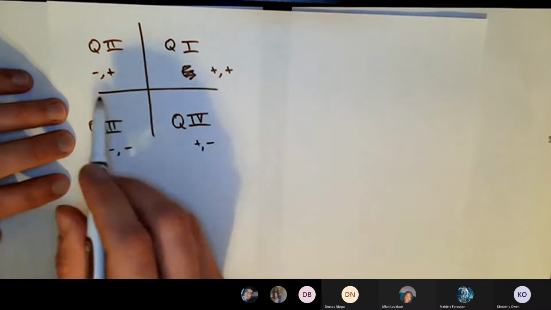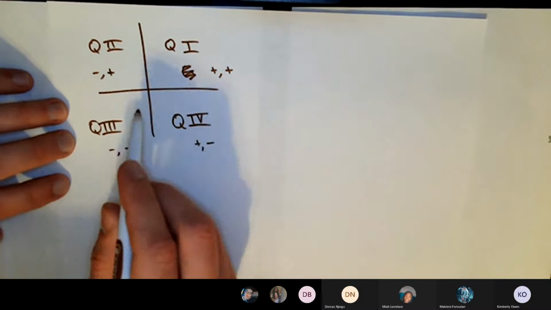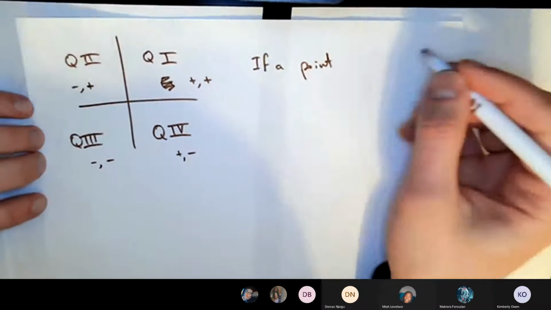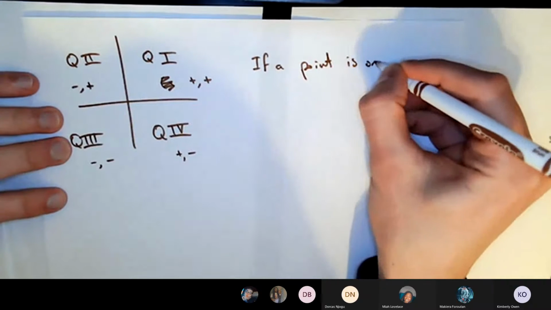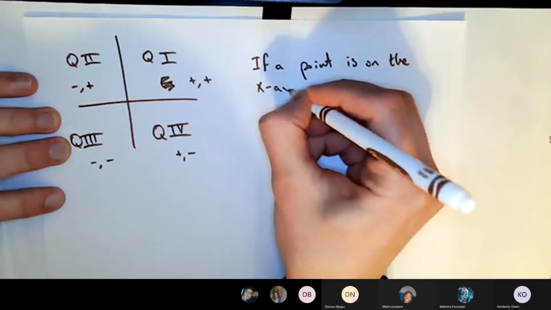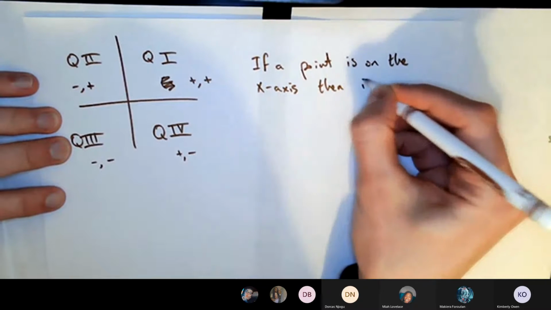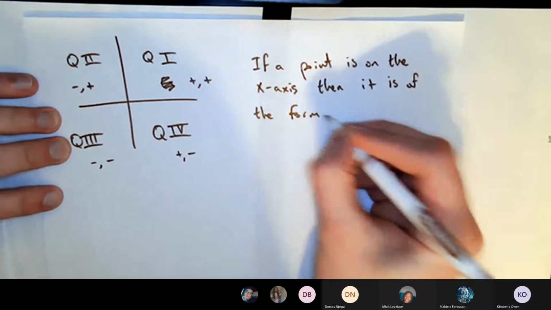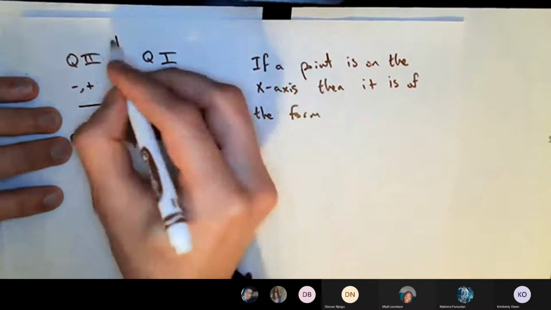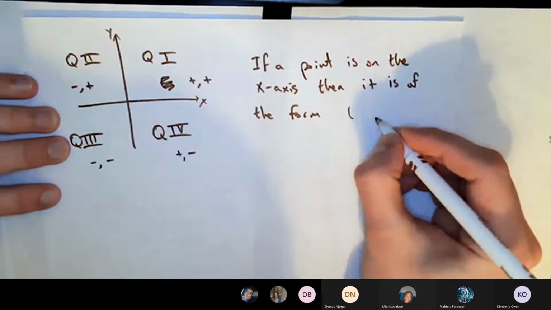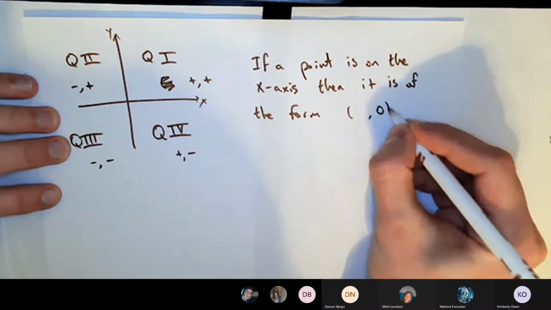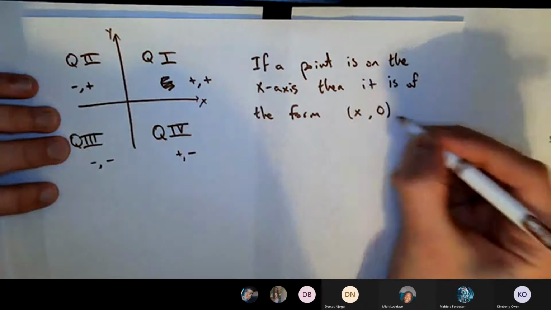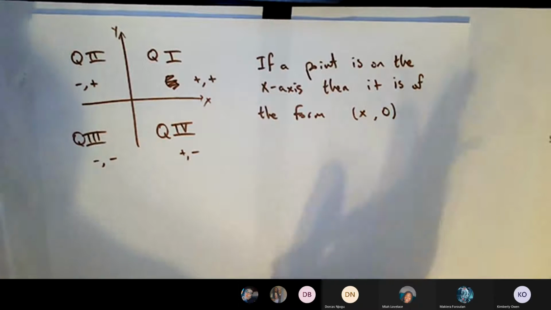And we also learned that if something is on an axis, for instance, if a point, I may not have explicitly written this down, so let's get it down now. If a point is on the x-axis, then it is of the form, well, what is its y value if it's on the x-axis? If it's on the x-axis, then its y value is 0. So it's some number x and then 0. So just some number here, wherever the point might be. I'll just say arbitrary x. It could be 1 or -2, whatever.